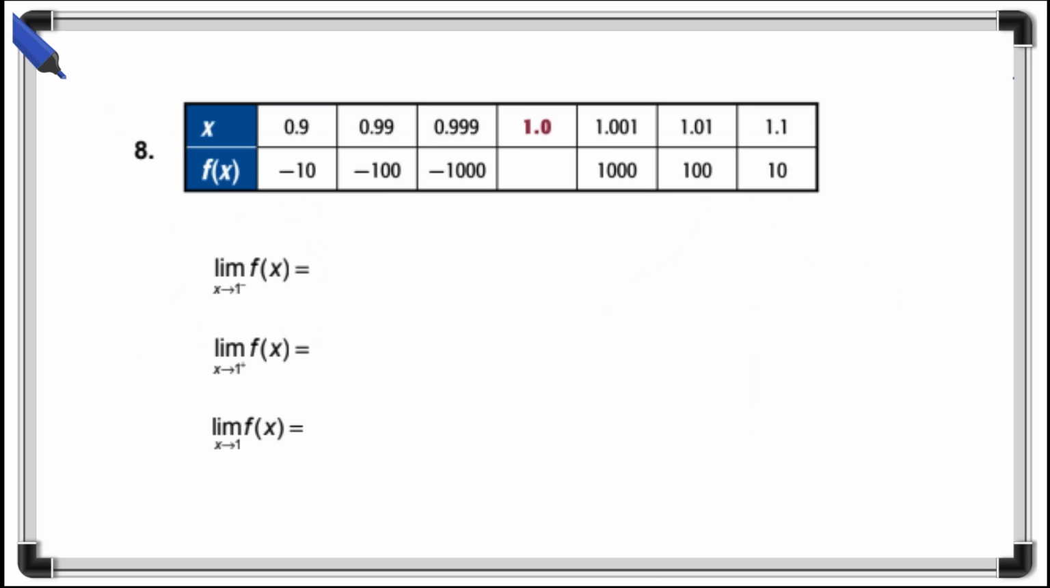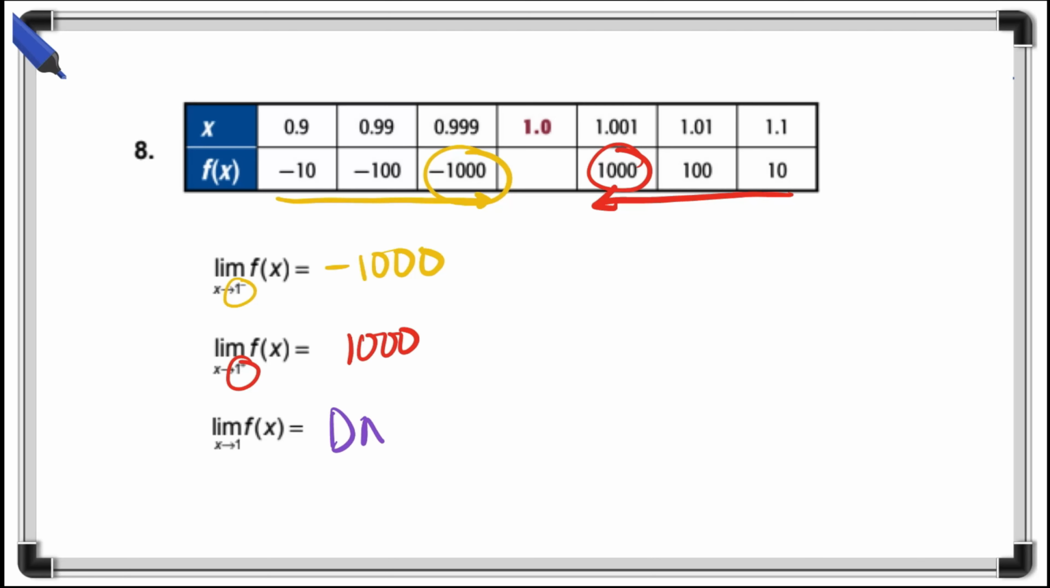Here we have a table, so the limit as x approaches 1 from the left. I'm getting closer and closer to negative 1,000, right? That's here. As x approaches 1 from the right, I'm approaching positive 1,000. And because the left hand does not equal the right hand, the limit as x approaches 1 does not exist.